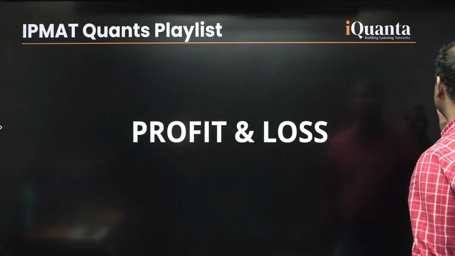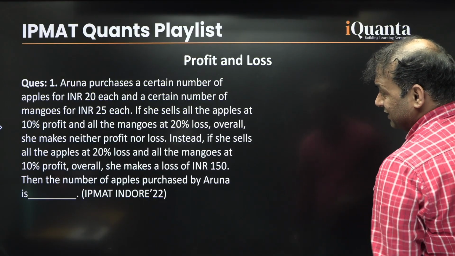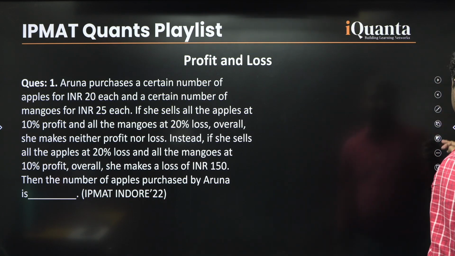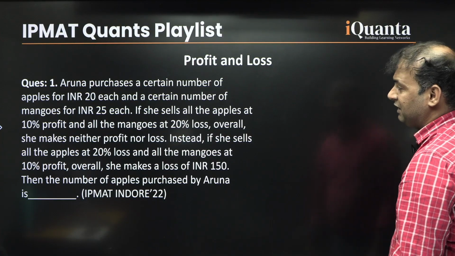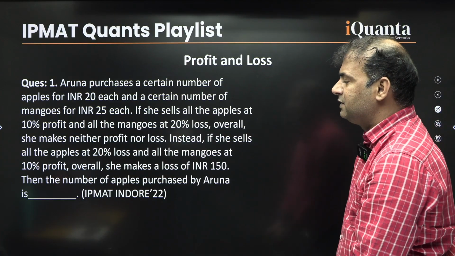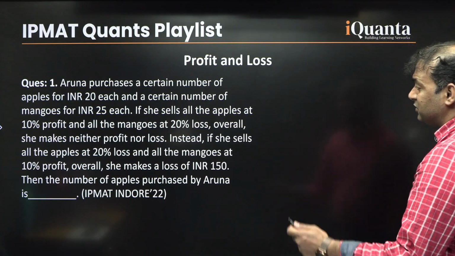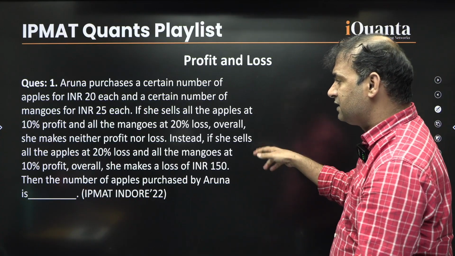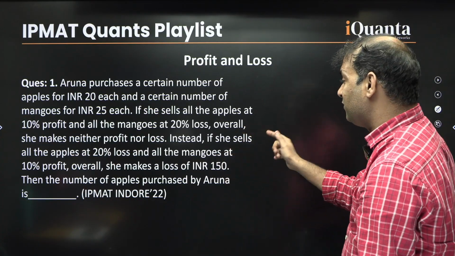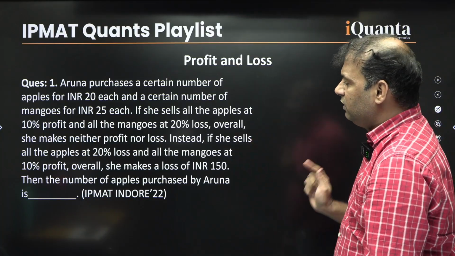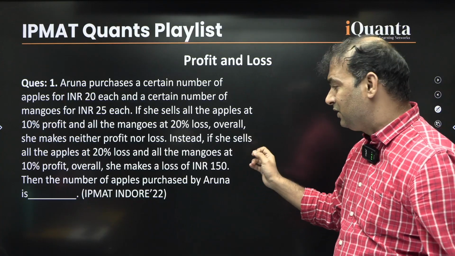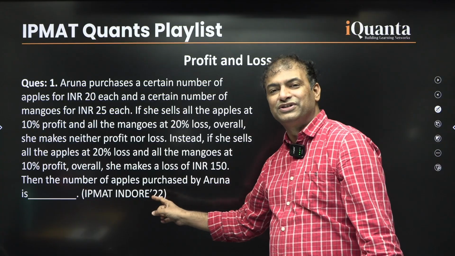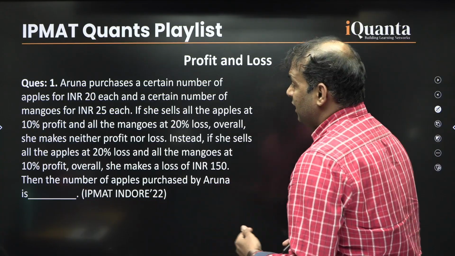So the first question in the list is this. The question says that Aruna purchases a certain number of apples for rupees 20 each and a certain number of mangoes for rupees 25 each. If she sells all the apples at 10% as profit and all the mangoes at 20% loss, overall she makes neither profit nor loss. Instead, if she sells all the apples at 20% as loss and all the mangoes at 10% profit, overall she makes a loss of rupees 150. Then the number of apples purchased by Aruna is, and guys, this is one of the previous year questions of IPMAT Indore as well. Let's see how we can do that.